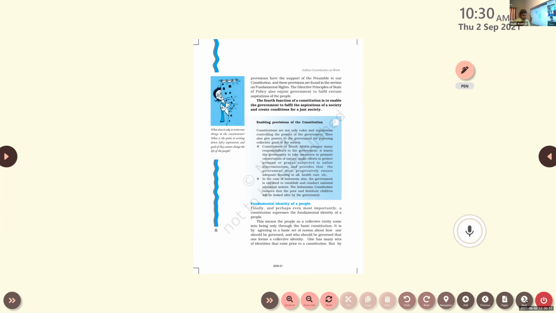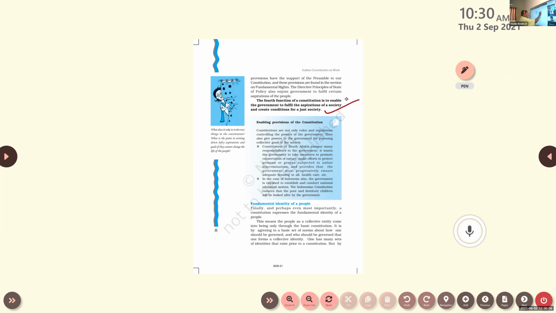The society has a number of development goals. They want to develop. It is the responsibility of the government to support the people, or at least create conditions to create a just society. Everyone wants to develop.